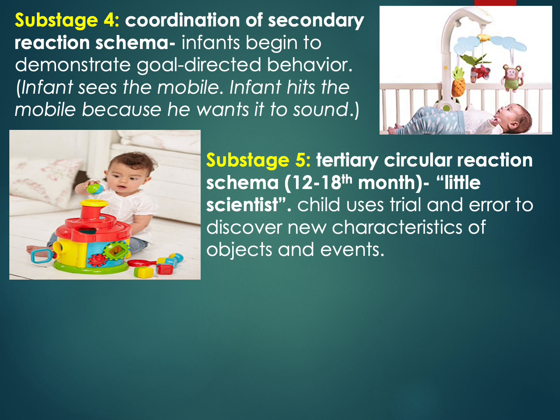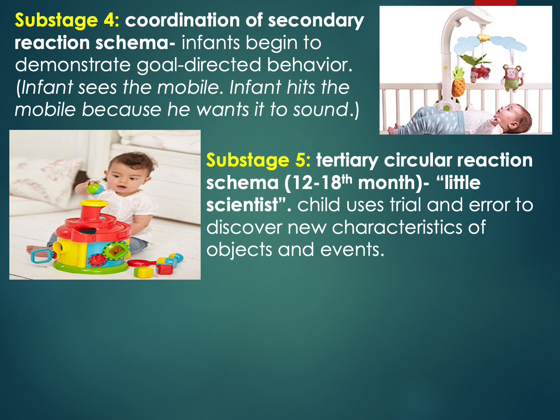Next, we also have substage 5, which is what we call the tertiary circular reaction schema. And this happens during the first year up to the 18th month. Dito po, ang tawag natin sa mga toddlers who are 1 year and 1.5 years old ay little scientists because the child usually does trial and error to discover new characteristics of objects.